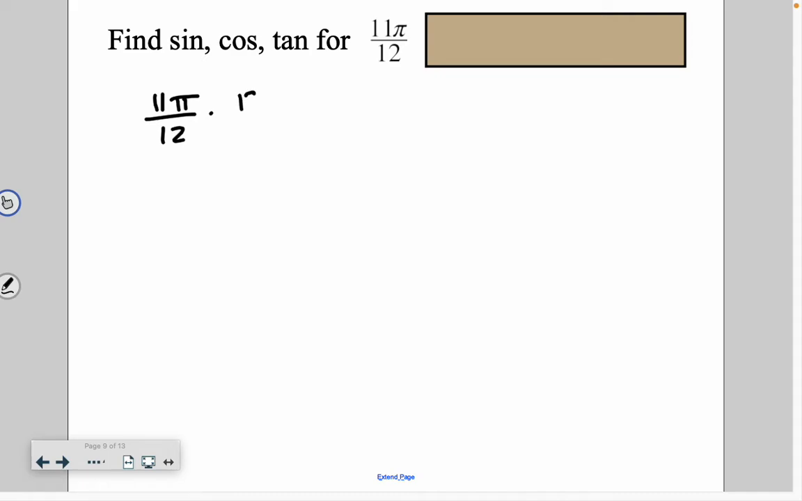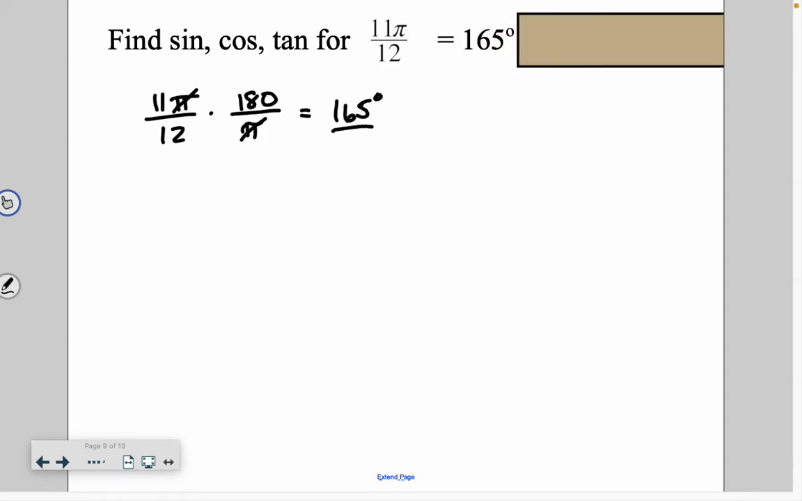I'm going to multiply by 180 over pi, our conversion factor. The pi's will cancel out, and now you do the math. 11 times 180 divided by 12. And what do we get? 165. You should get 165 degrees. That's the angle that we are working with. There it is right there. 11 pi over 12 is really a 165 degree angle.